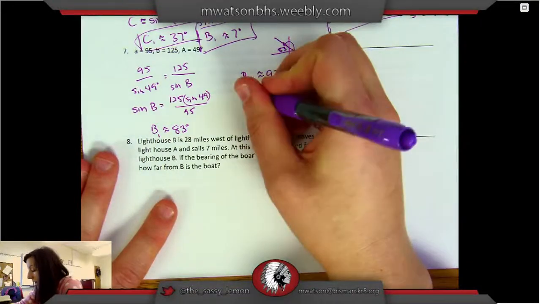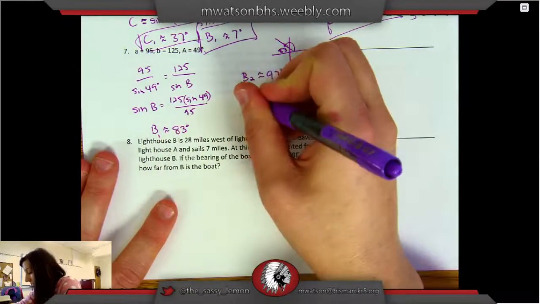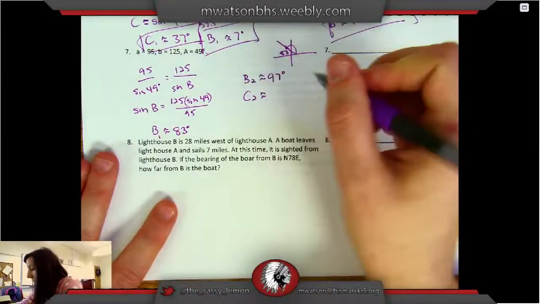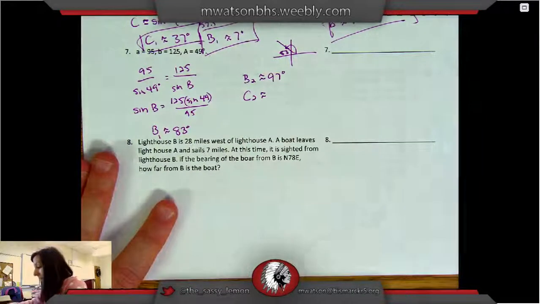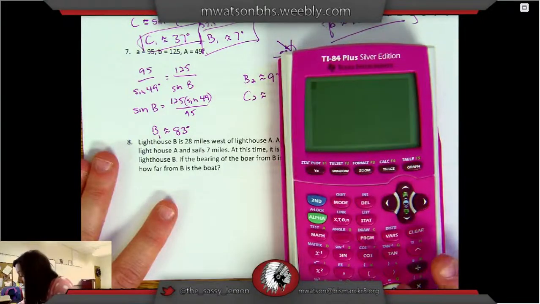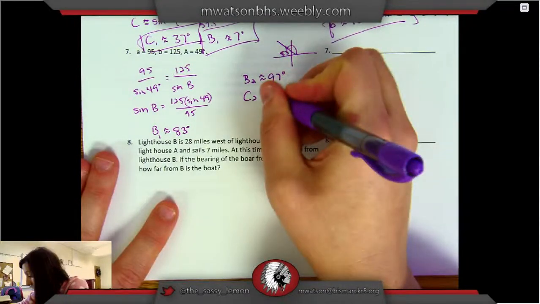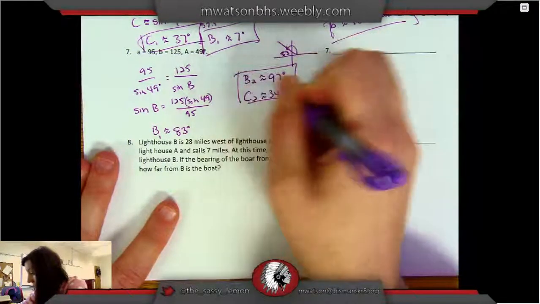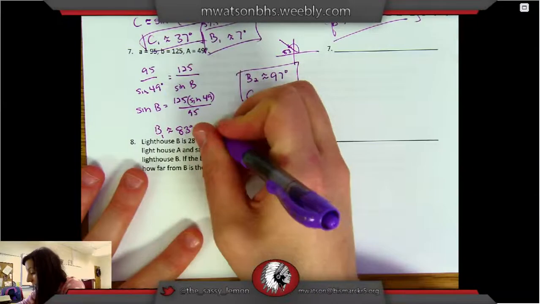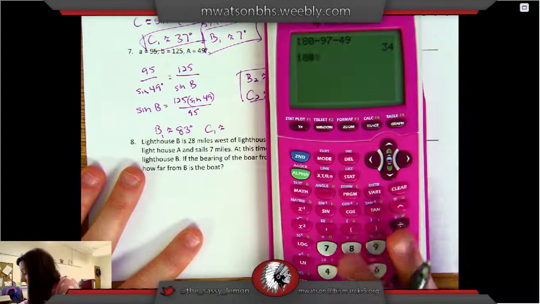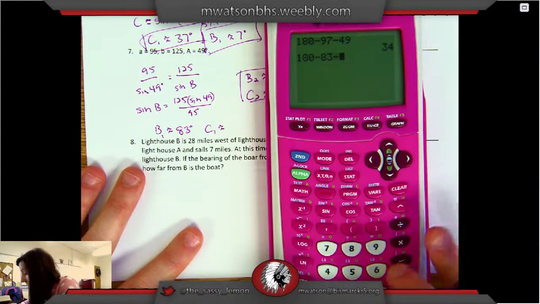So I'm going to go ahead and finish this one and then go back and find C sub 1. So C sub 2 will be 180 minus 97 minus 49. And you get 34 degrees. So that's one triangle. And then over here, C sub 1 is going to be approximately 180 minus 83 minus 49. And you get 48.